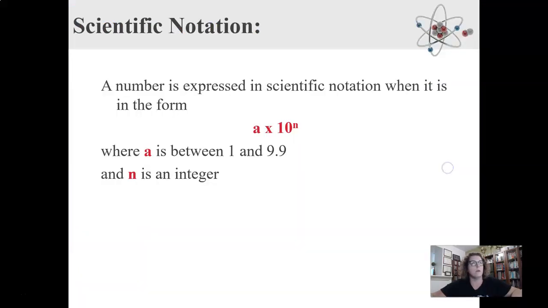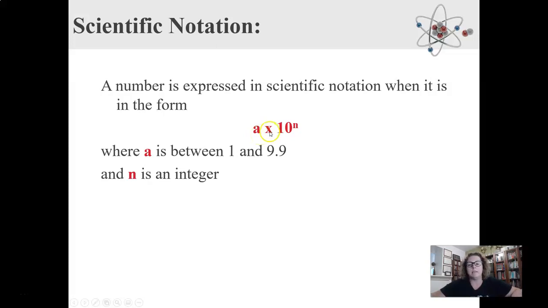Okay, so in scientific notation, you usually have a number in the beginning. I just called it the A number, and that A number is usually called the coefficient. Now, some websites will actually say that A number has to be between 1 and 10, and that's actually incorrect. It has to be a number between 1 and 9.9, okay? And I'll show you why not the number 10. So in the front of a scientific notation, that number is just any number between 1 and 9.9.